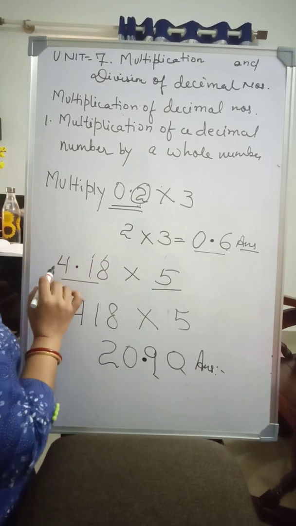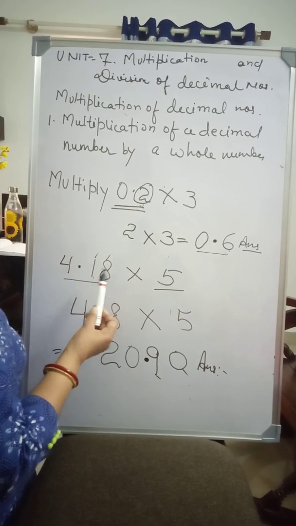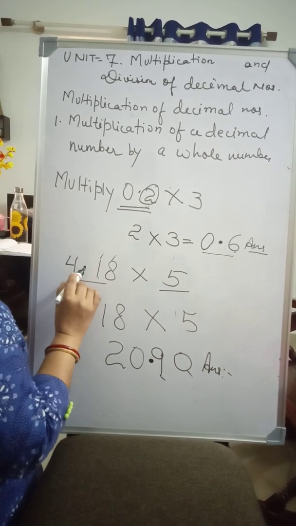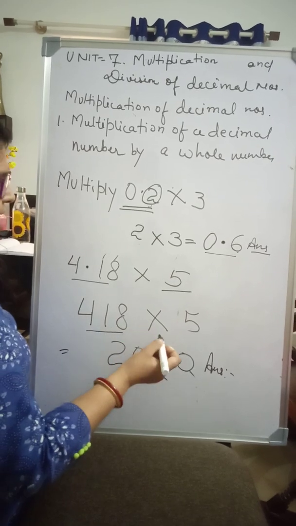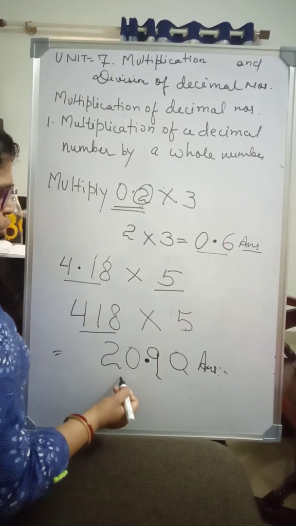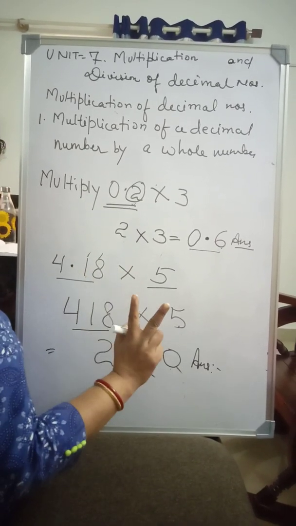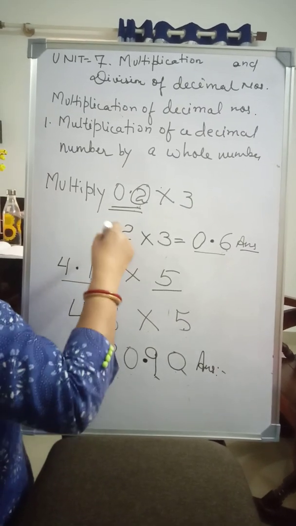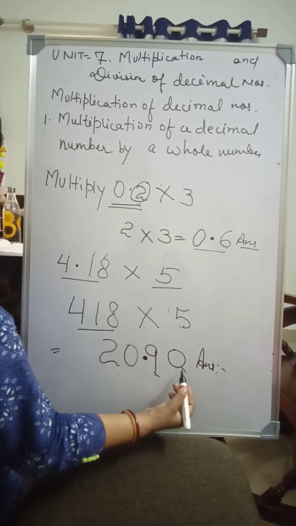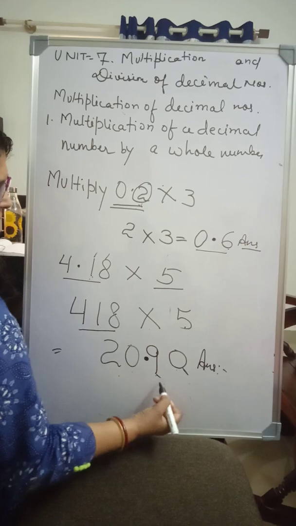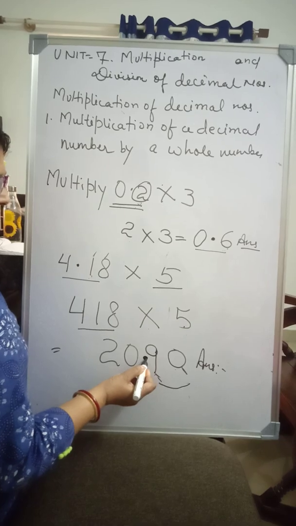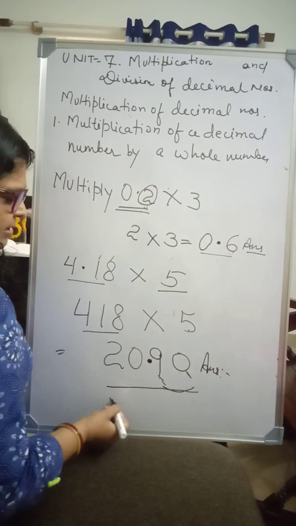Okay children, again all of you see. Whenever we are multiplying a decimal number by a whole number, just forget about the decimal. We take the number 418 multiplied by 5. Now the product of 418 and 5 is 2090. Now second step. Count the number of decimal places in this decimal number: 1 and 2. So here also we count 2 digits from right to left. After counting the 2 digits, we will put the decimal point just after them. In this way we get the product.